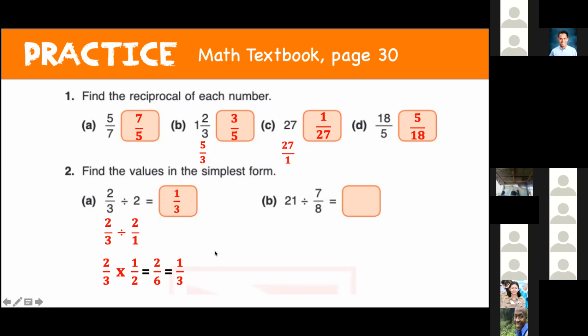Okay, you do letter B. Letter B, 21 will become 21 over 1 divided by 7/8. Okay, you continue.